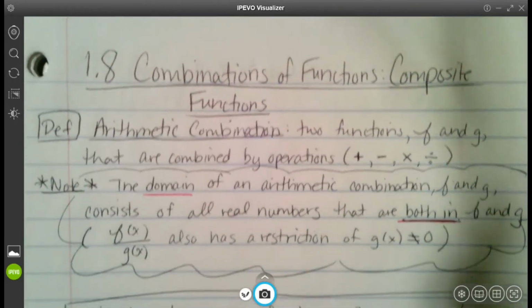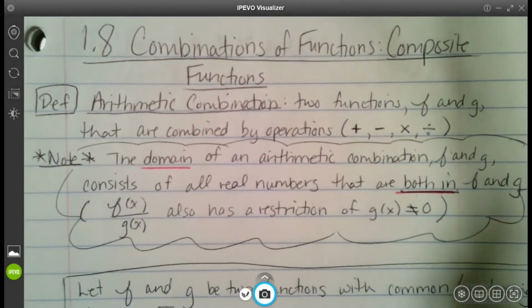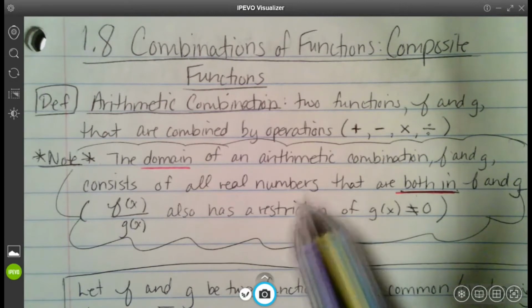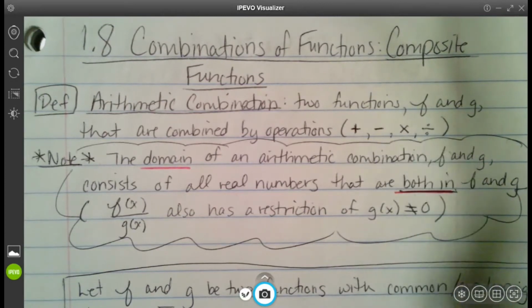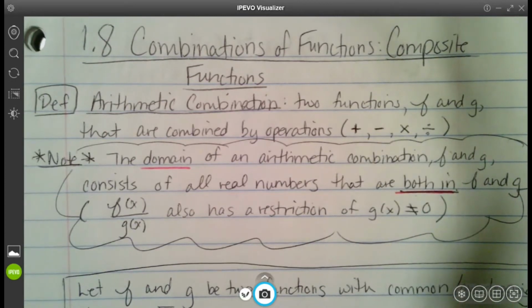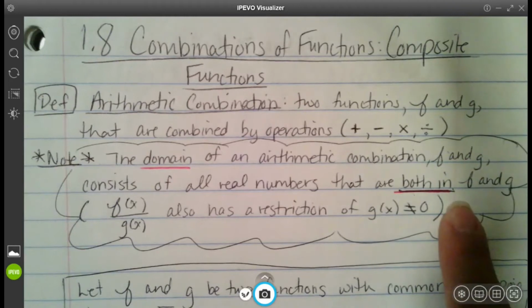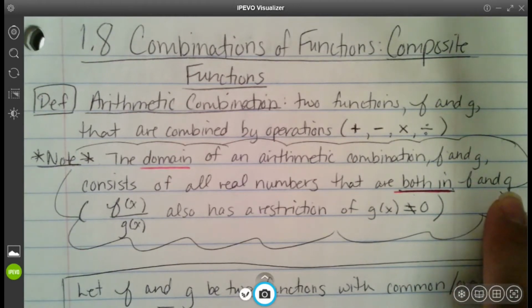We have a definition here, an arithmetic combination, which is basically two functions, so f and g, for instance, that are combined by operations like addition, subtraction, multiplication, and division. Please note that the domain of one of these combinations, after we actually combine it, is going to be our real numbers that are in both f and g. So when we have our new function, the domain might be something, but for it to exist, it has to exist in f and g because that's where it came from.